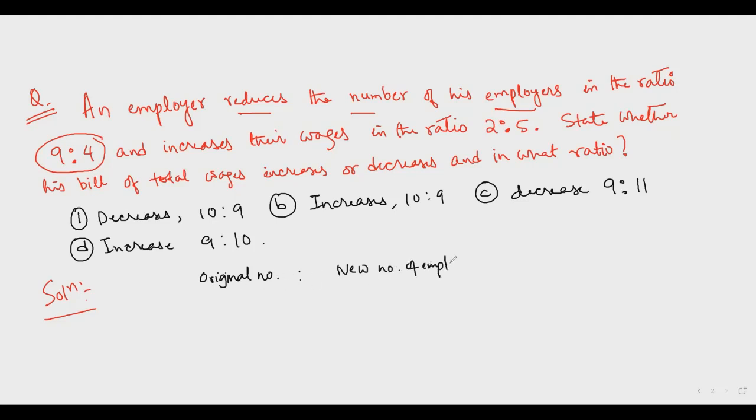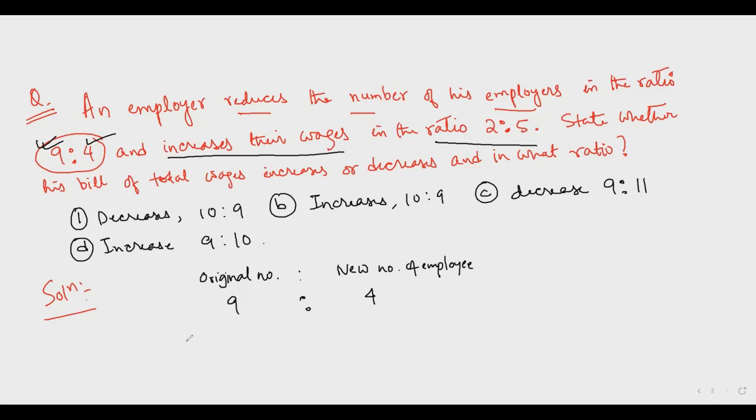This is the ratio of employees. Original is 9 and new is 4. Okay, so this is what it means by this statement. Now again, second, he increases their wages in the ratio 2:5.